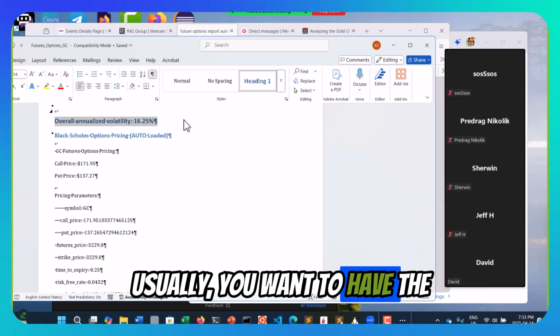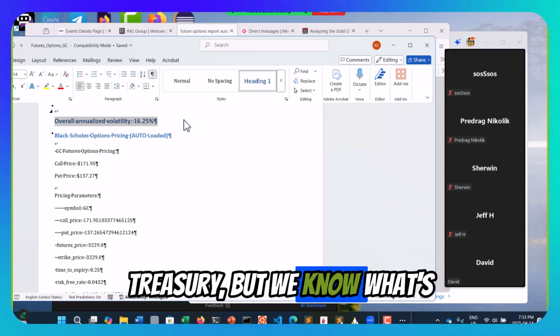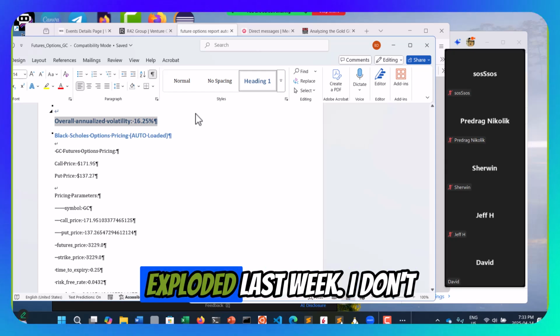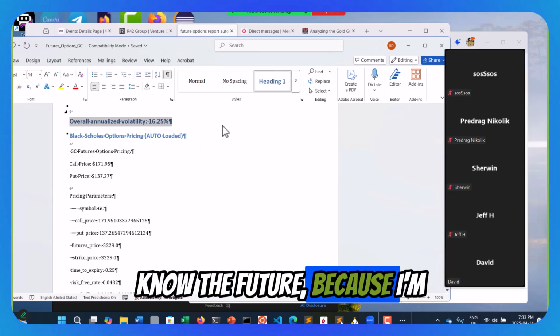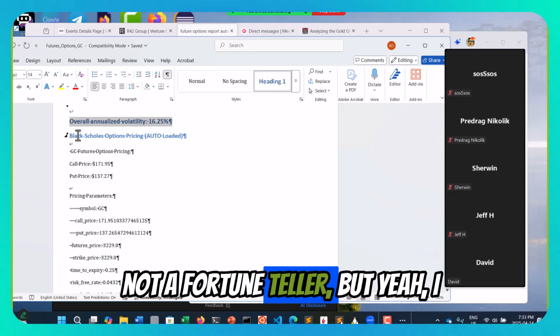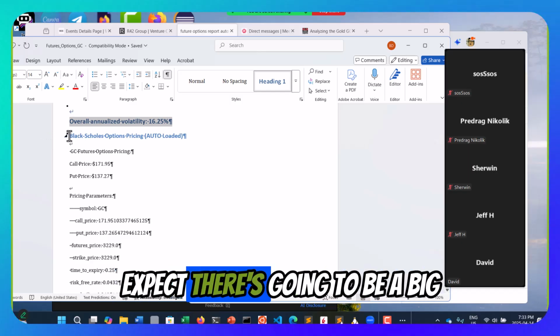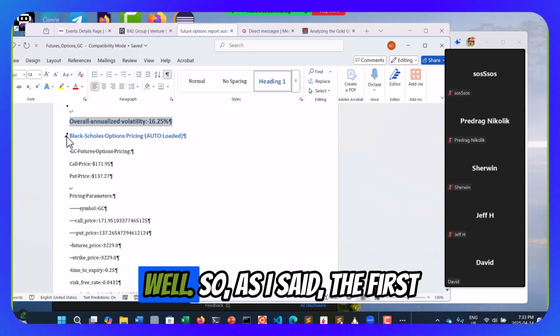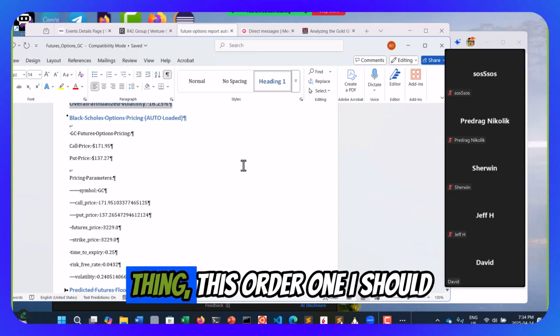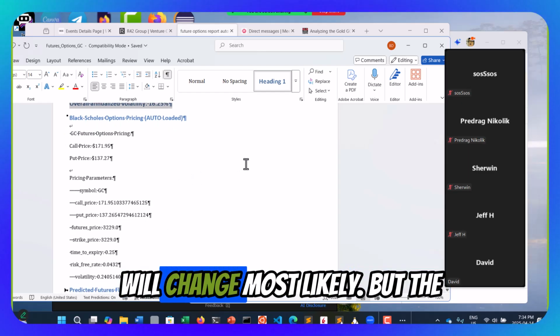Usually you want to have the treasury, but we know what's been going on there as it exploded last week. I don't know the future because I'm not a fortune teller, but I expect there's going to be big-time volatility come into the dollar and treasury market as well. As I said, the order I'm going to show you will most likely change.